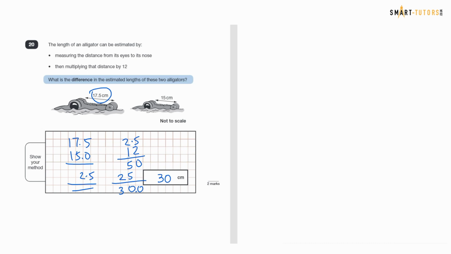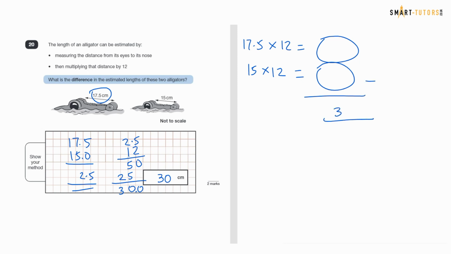Very well done. Nice explanation. Or you can, the longer method is actually what you want to do is 17.5 times 12 and you get the answer, and 15 times 12 you get the answer, and you take away the both answers, you will get the 30. But loads of time spent on this calculation and more chances for you to make mistakes on the both multiplications. As Adharan said, you need to subtract and get the answer 2.5 and then times it by 12, which is the quickest method to do.